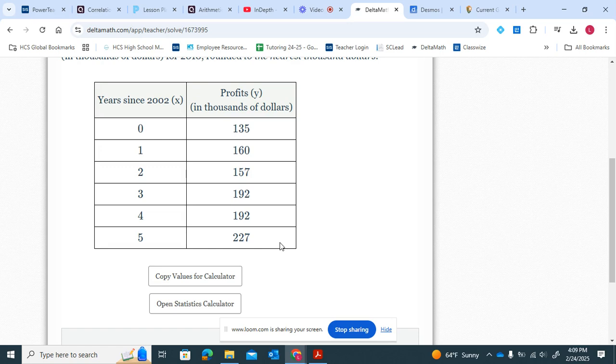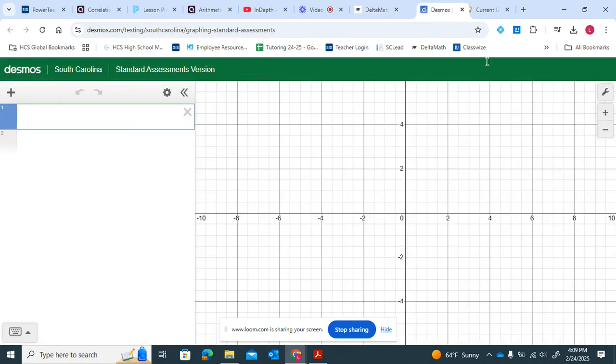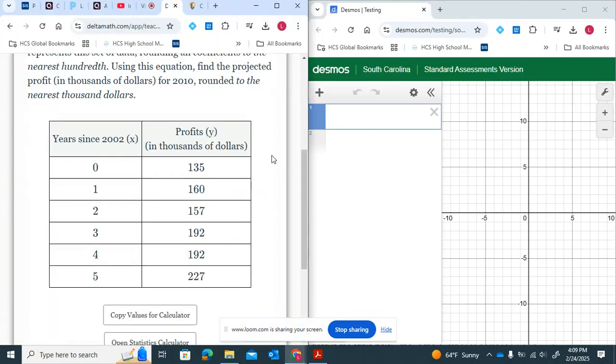So the best way to do it is just to type it into Desmos. X is 0, 1, 2, 3, 4, 5, and Y is all these numbers. So I'm going to split my screen, probably the best way to do it. Another thing, make sure you have the South Carolina Desmos up. It's the exact version that you'll be given on the EOC. It limits some features, because they limit the amount of features you can use on the state test, but you'll just get used to it.